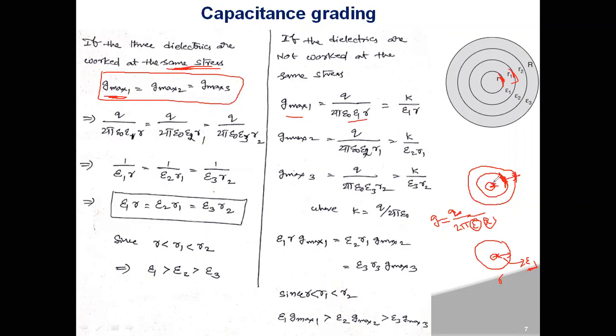So x is the r. For the first dielectric, the maximum dielectric stress will occur at the surface of the conductor. So your x value will be r.